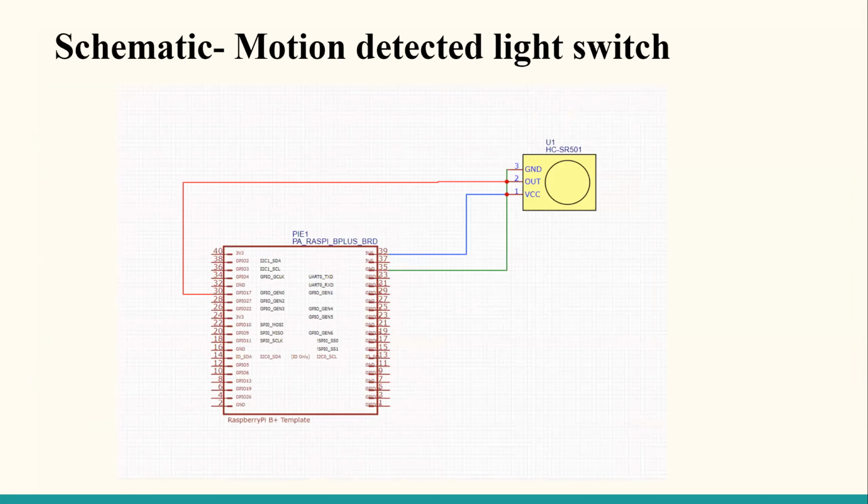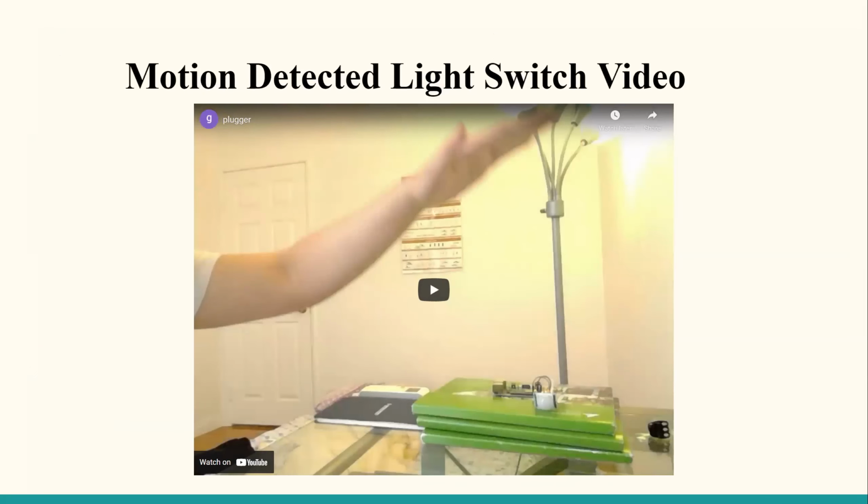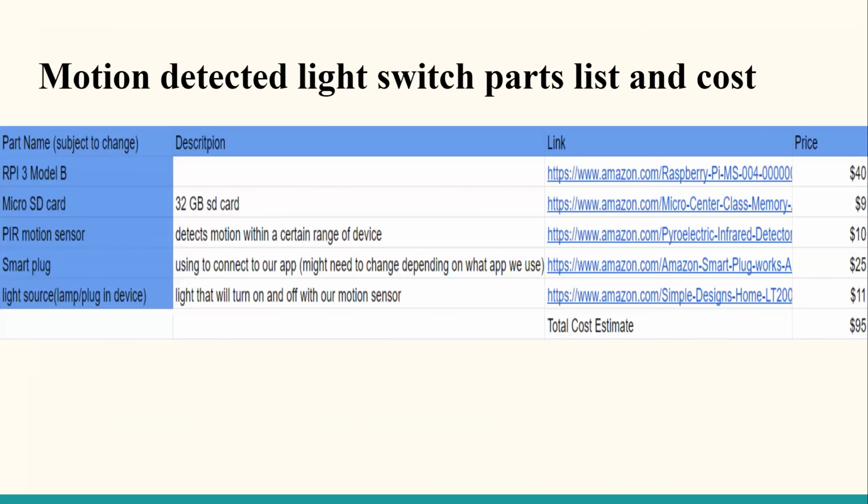Here's a basic schematic of the PIR sensor connected to the Raspberry Pi. And this is a video of how the sensor actually worked. And then here's the cost breakdown. As you can see, the most expensive part was the Raspberry Pi, but everything else was relatively simple to acquire.